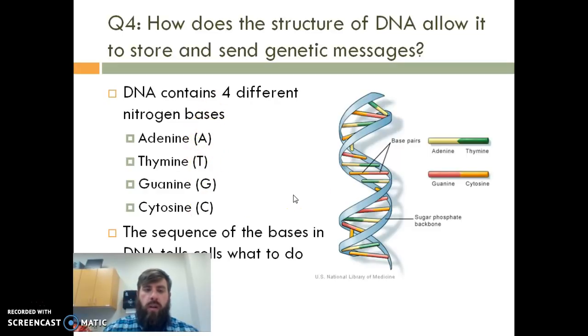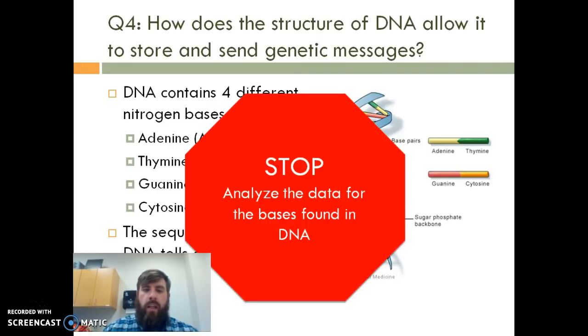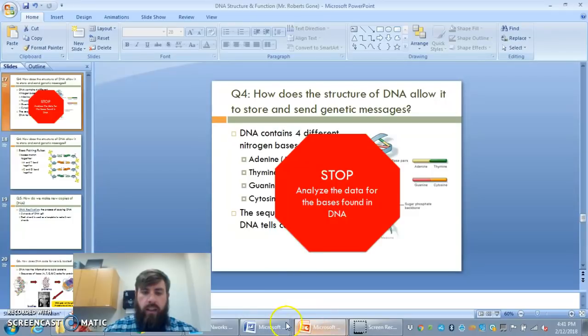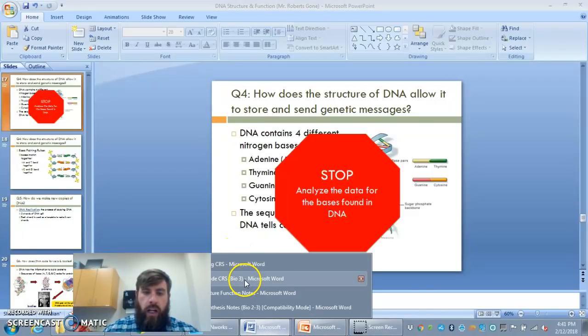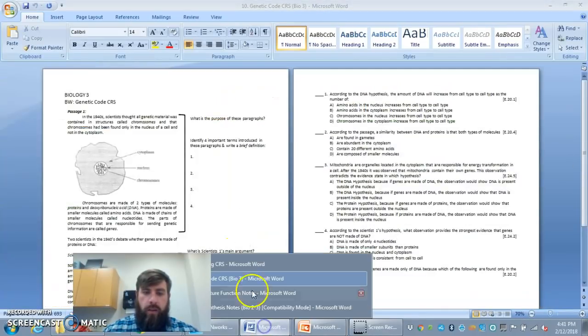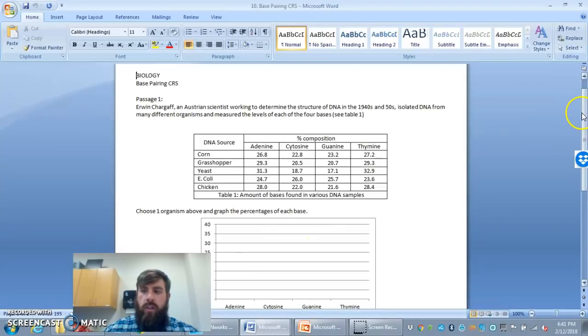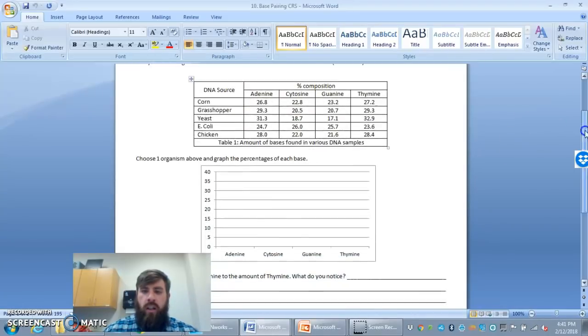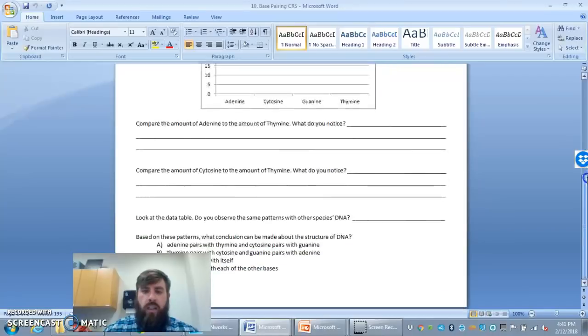So what I need you to do right now is, this is a sequence of bases, and DNA tells us what it can do. I need you to stop right here, and you need to complete the sheet that looks like this. You can do this one on your own. This one right here. You are going to interpret the information, you are going to graph it, and then you are going to answer the questions. So please do that at this point in time.